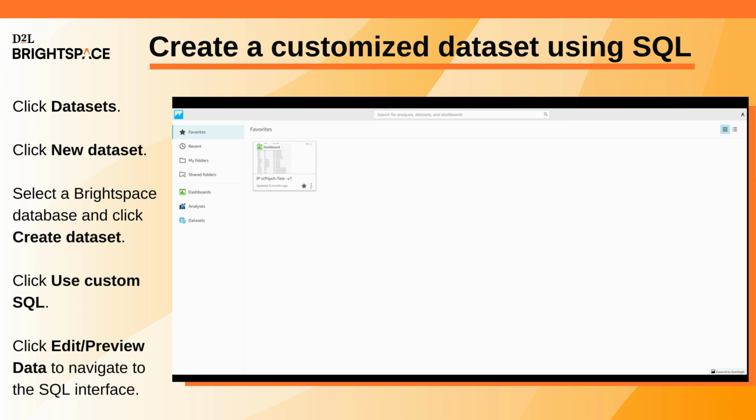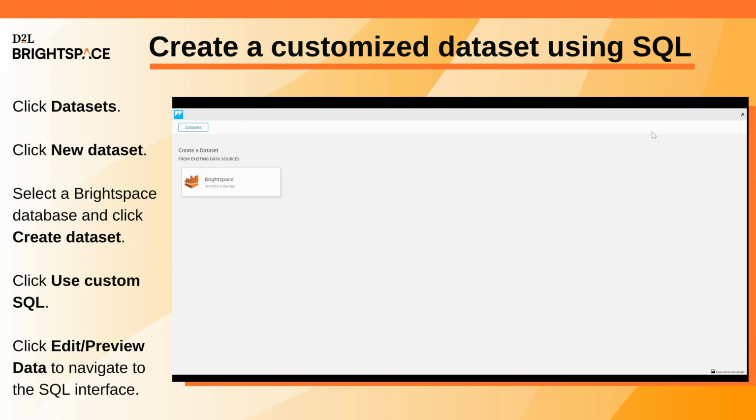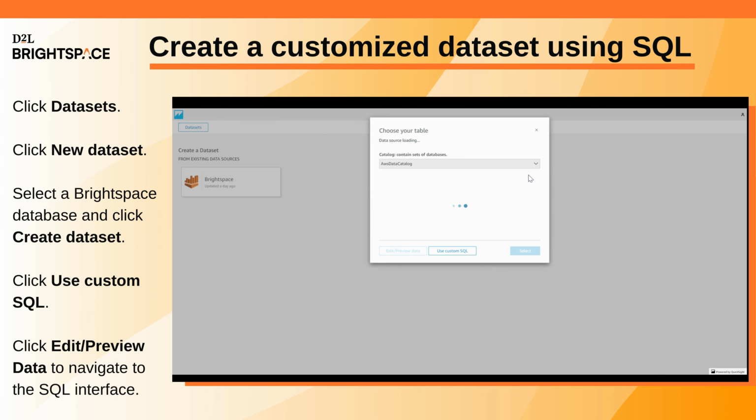To create a customized dataset using the SQL option, click Datasets on the Analytics Builder homepage. Click New Dataset, select the Brightspace database you want to use, and click Create Dataset. Click Use Custom SQL.